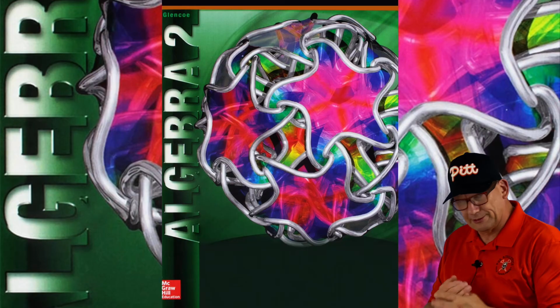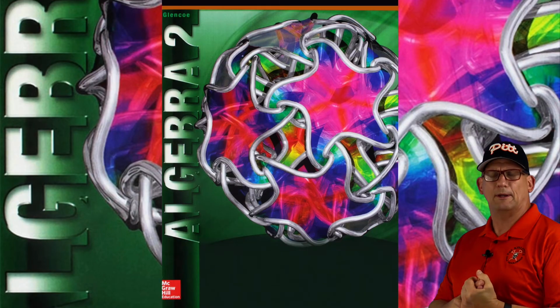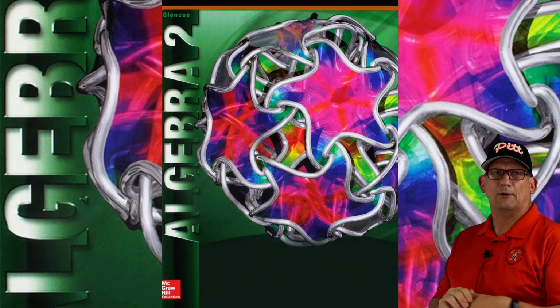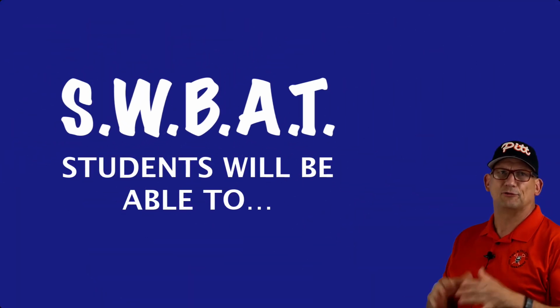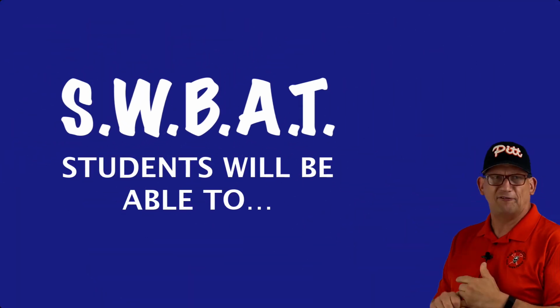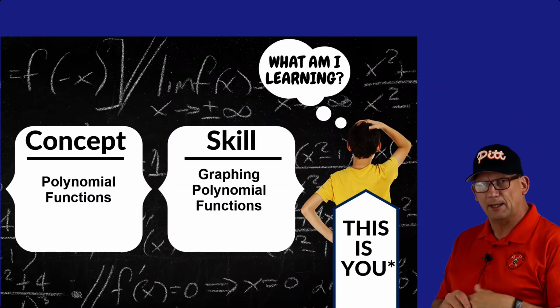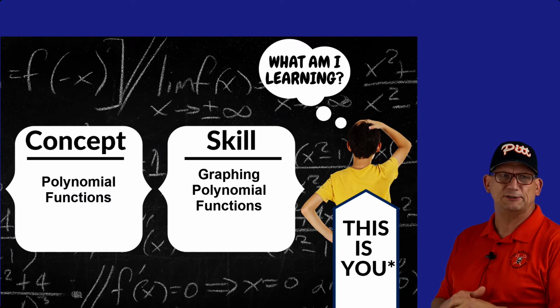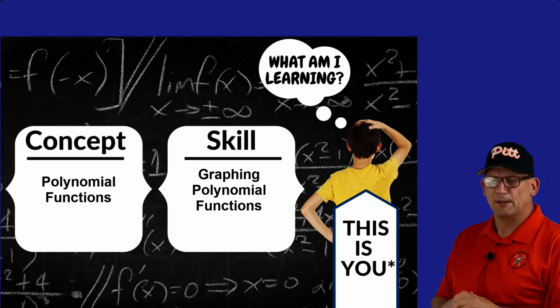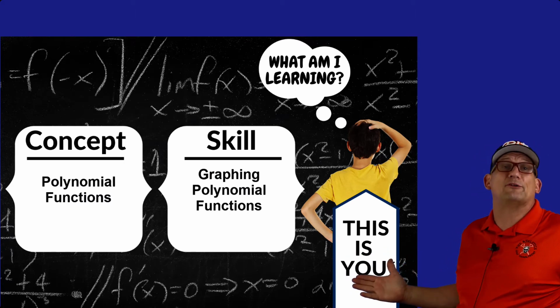So today we're taking a look at chapter 5, unit 4. After watching this video, students will be able to graph polynomial functions and find the relative maximum and minimum. The concept is polynomial functions and the skill is graphing. So I know you're as excited as I am. Why don't we get started?